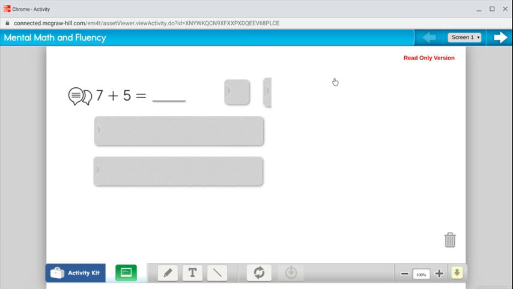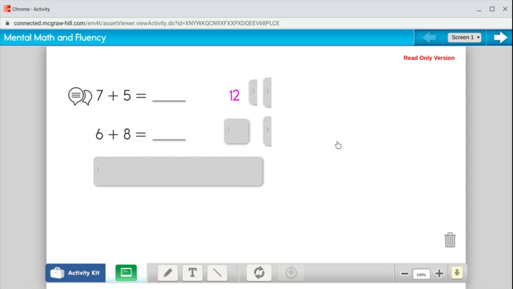7 plus 5. Use your double facts to help you. You can use your 10 facts to help you. Remember, with our mental math, we try not to use our fingers. We want to have these facts stored up in our brains. So 7 plus 5 equals 12.